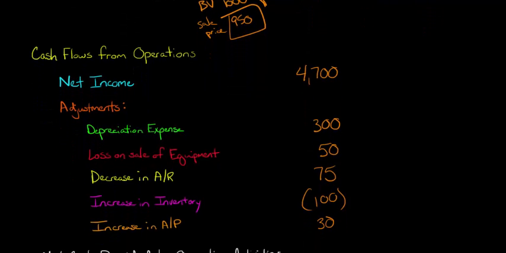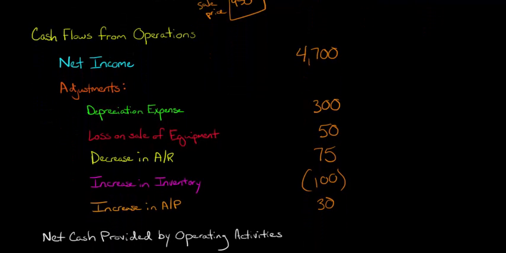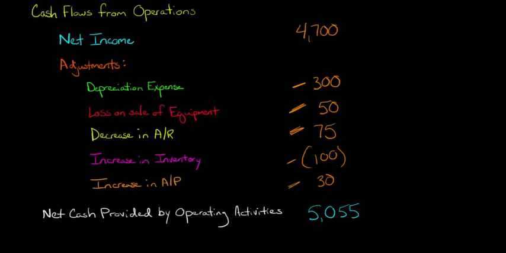So now we can add up all these numbers here. We start with this 4,700 of our net income, and then we add the 300 depreciation. We add back the loss on sale of equipment. We add the decrease in accounts receivable of 75, and then we subtract out the $100 increase in inventory, and then we add the increase in accounts payable, and that's going to give us a grand total of $5,055.